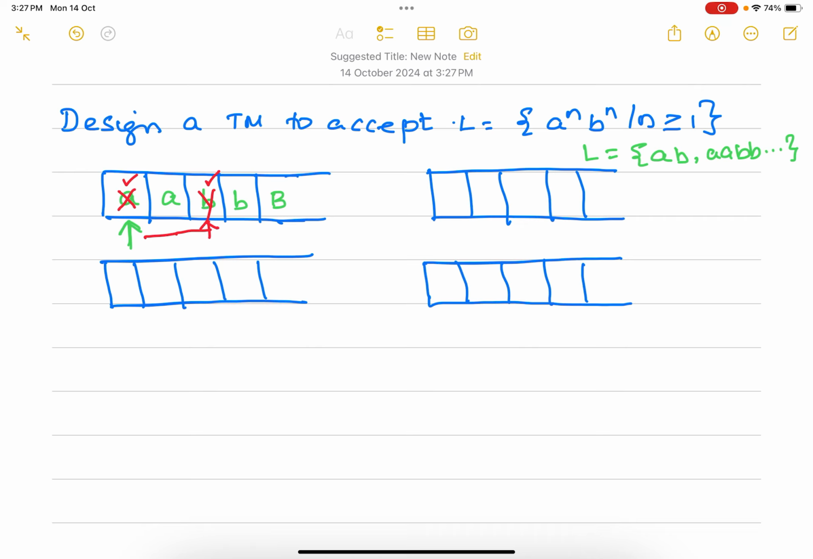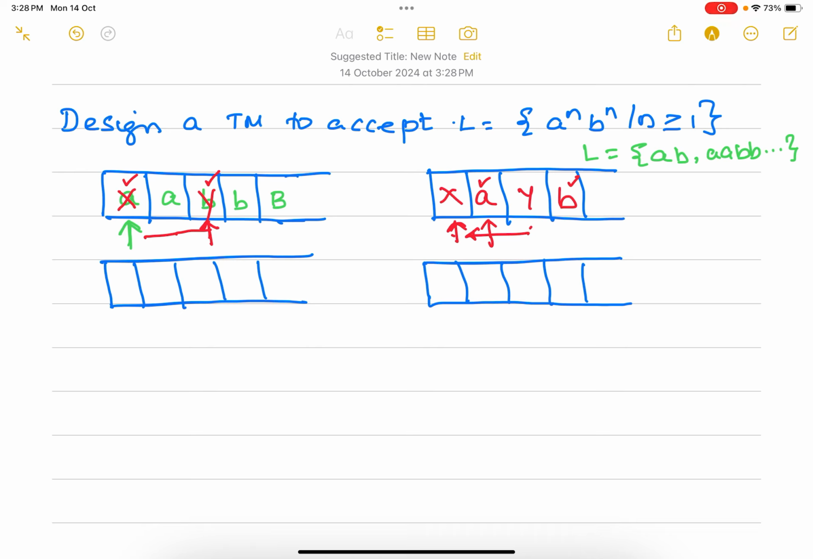Once this is over, we need to trace the head back to the starting position. What is the starting position? X is the starting position. So we trace back until Y by moving the pointer one step left, and every time we do nothing, we just move on till the starting point. Once we reach this point, we know that this is a visited a. Now we move on to the next a, and we traverse to find the pairing b.